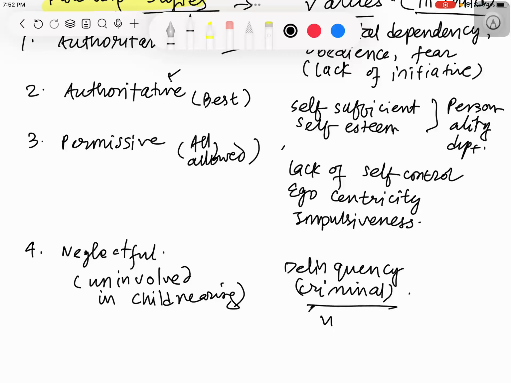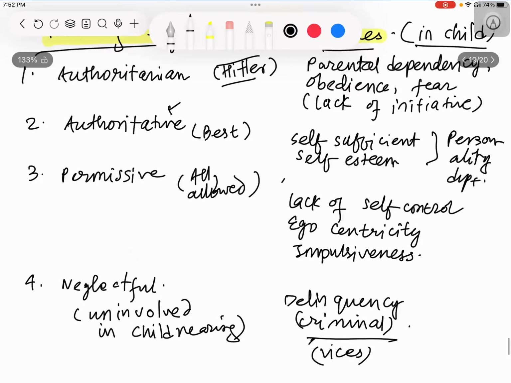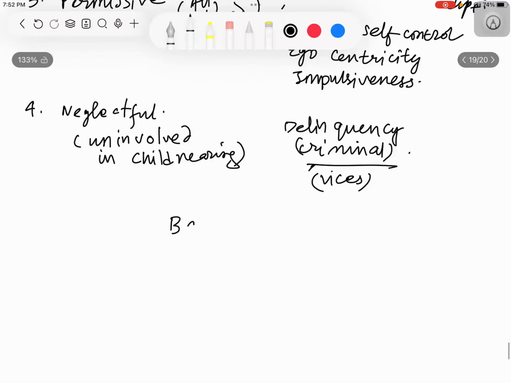All vices, you can write different vices, because if the parents are not looking after the children, everything is spoiled, right? So this is also something you can draw, and this concept was given by a researcher called Baumrind. You can mention it if you want, right?